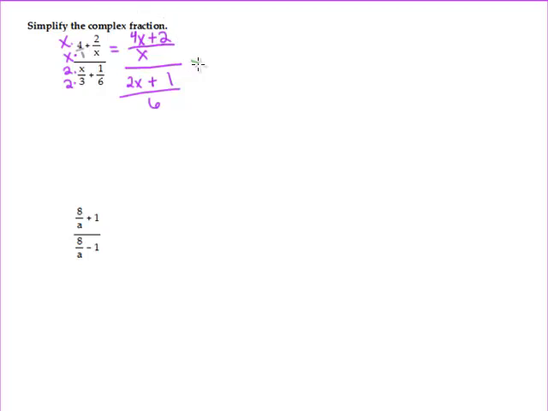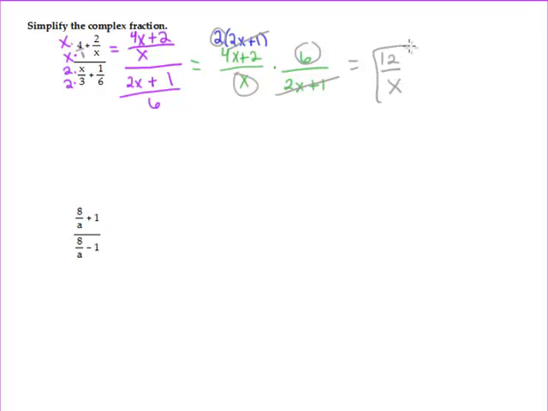Now we have to remember that we're dividing two fractions, which means we can say 4x plus 2 over x times the second fraction flipped, so 6 over 2x plus 1. We need to factor 4x plus 2, so take the 2 out, which leaves us with 2x plus 1. Oh hey, look, we can cancel out this 2x plus 1 and this 2x plus 1 since they're the same. That leaves us with a 2 and a 6 on top, which is 12, and an x on bottom, so it's 12 over x.